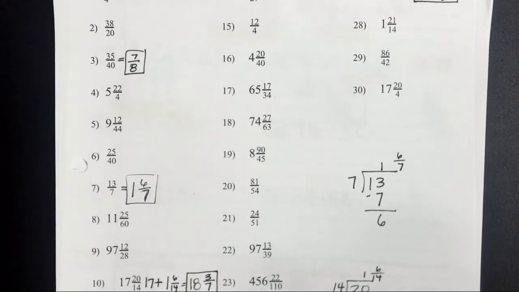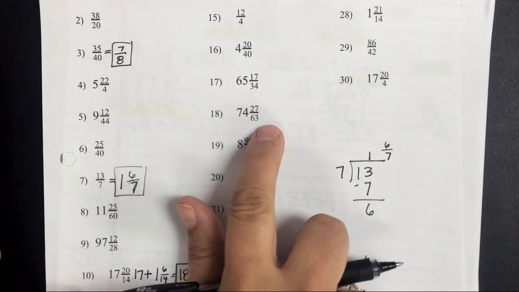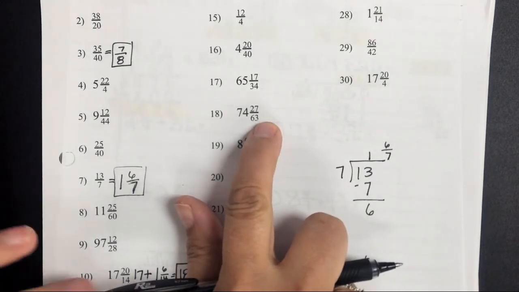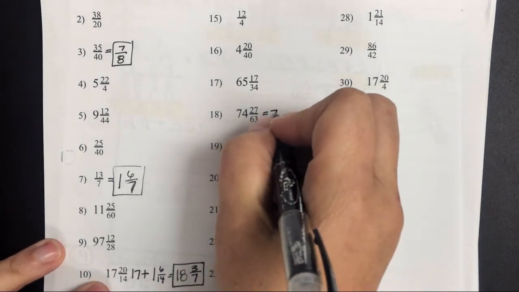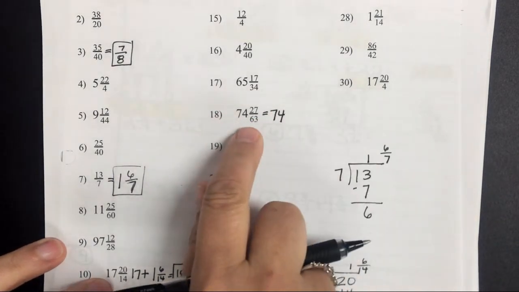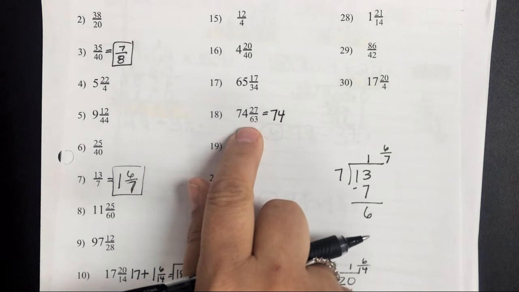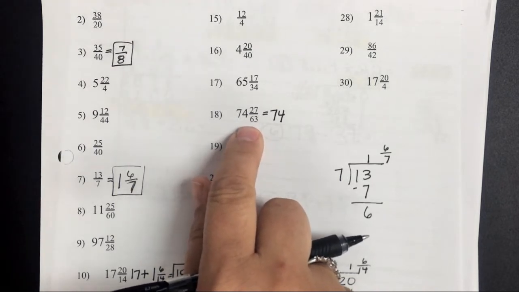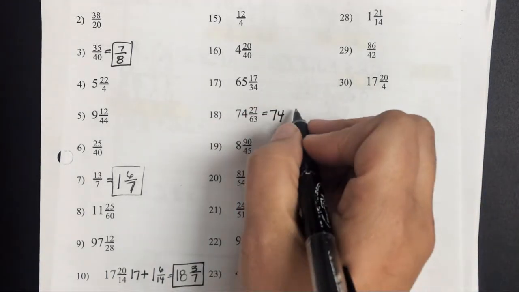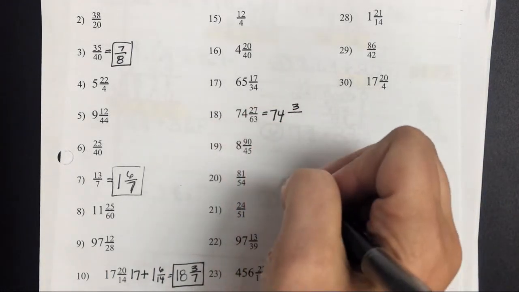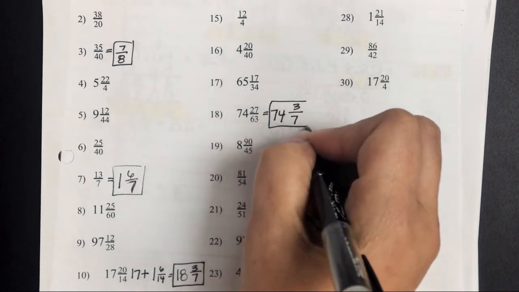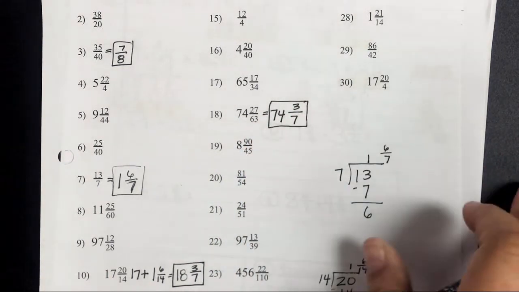Someone pick a number. 18. 18? All right, Trey, let's do 18. Looking at 18, is this improper? No. So this is just a regular mixed number. So I'm going to leave my whole number the same. What is my greatest common factor between 27 and 63, Micah? 9. Okay? 9 will go into 27 3 times, and 9 goes into 63 7 times. This is all we're doing, guys. Just simplifying.